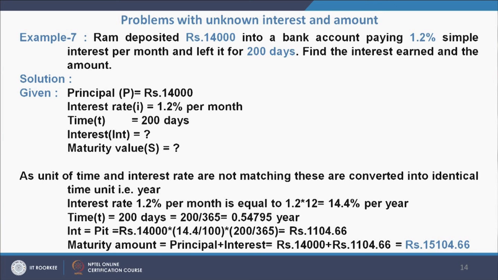Now, we can apply our equation, interest is equal to PIT, that is 14,000 into 14.4 divided by 100 into 200 divided by 365, which is equal to rupees 1104.66. So, maturity amount is equal to principal plus interest, which is 14,000 plus rupees 1104.66, which comes out to be 15,104.66.